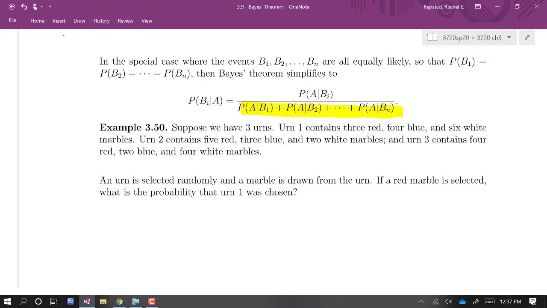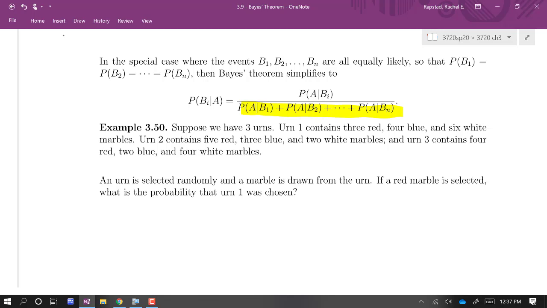Suppose we've got 3 urns. Urn 1 contains 3 red, 4 blue, and 6 white marbles. Urn 2 contains 5 red, 3 blue, and 2 white marbles, and the third urn contains 4 red, 2 blue, and 4 white marbles. So these 3 urns contain different numbers of the same color marbles. They all have red, blue, and white marbles, just in different numbers.